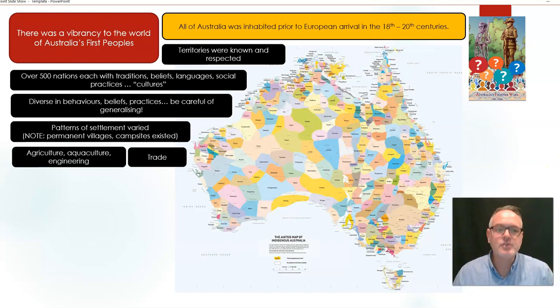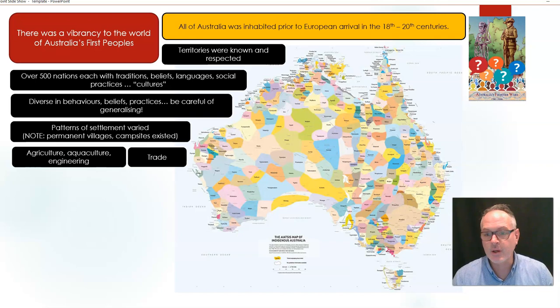These different patterns of settlements, which did have villages in some areas, did have what are broadly speaking referred to as campsites, which sound a little bit too temporary for what some of them were, and we can talk about that language later. But the villages, the campsites did exist, but so did agriculture. We have anthropologists and historians and archaeologists identifying the planting of seeds, the gathering of crops later. We have aquaculture, the use of weirs and dams, essentially fish farming.